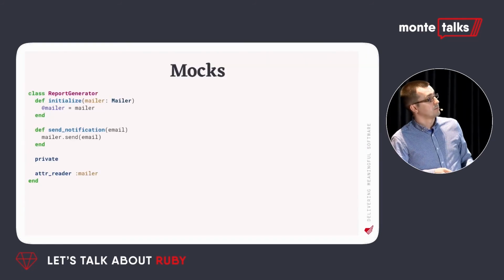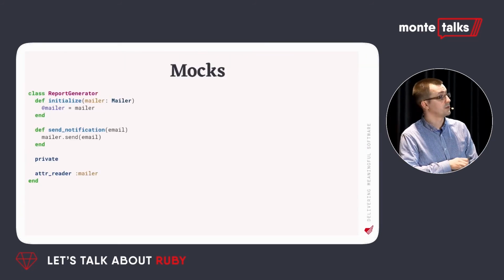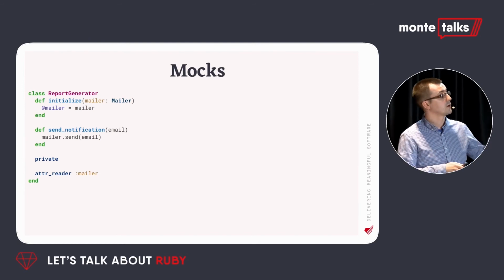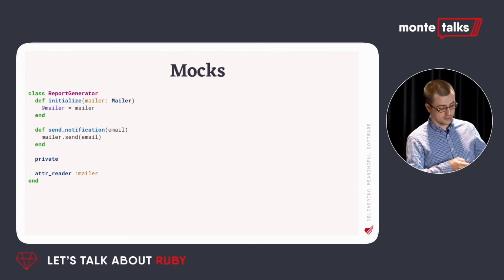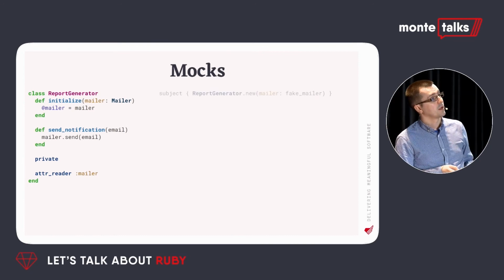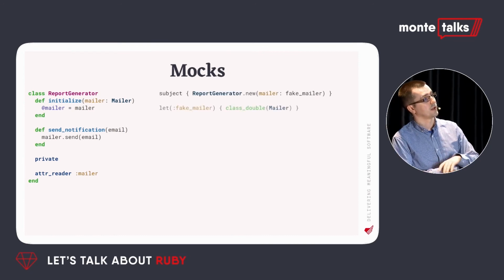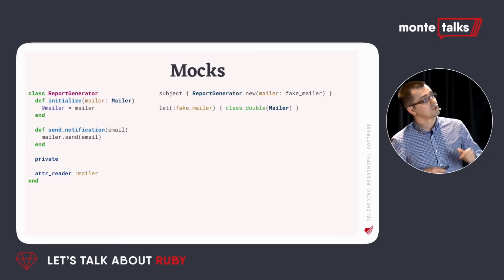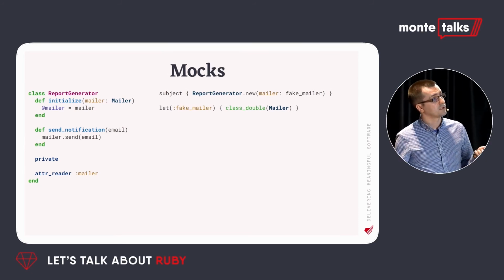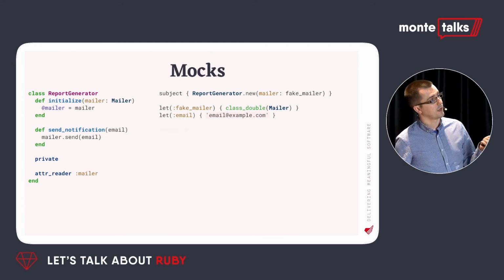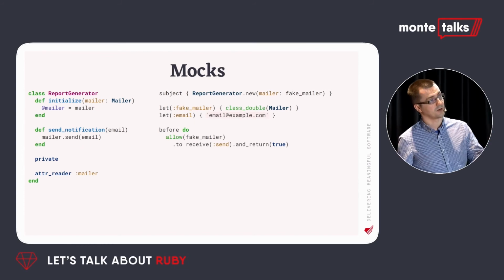We can also use mocks for a similar purpose. The code on the left side is the same as in the example with the spy, but here we can use a mock instead of the spy. Let's do it using the class_double method from RSpec. And we can define in the before block that the fake mailer, if it receives send, returns true.